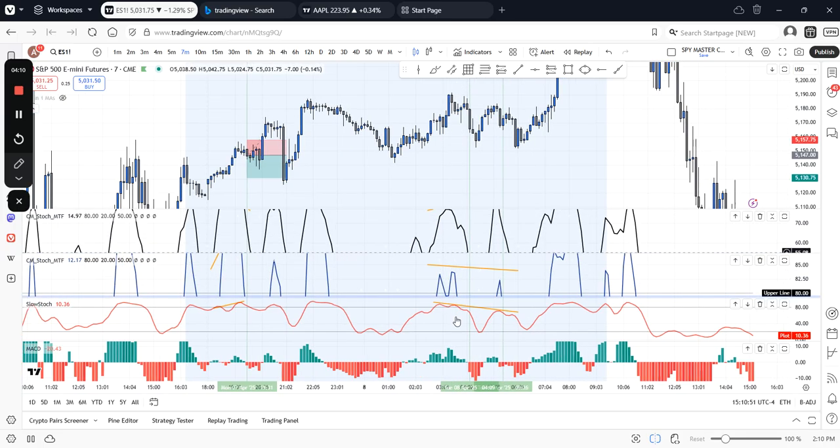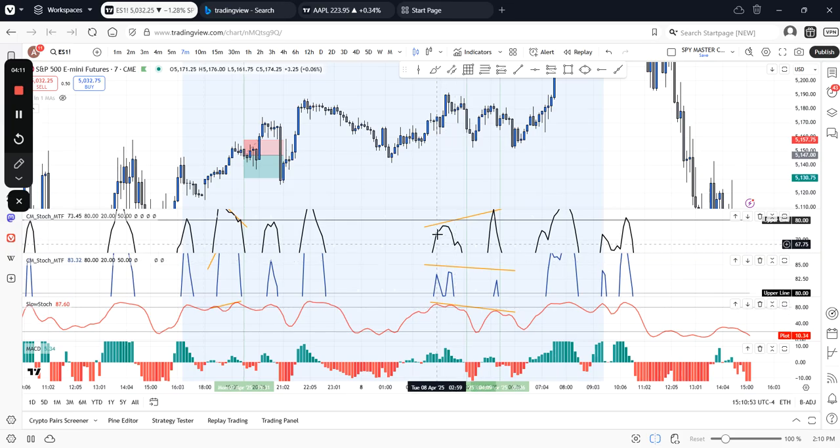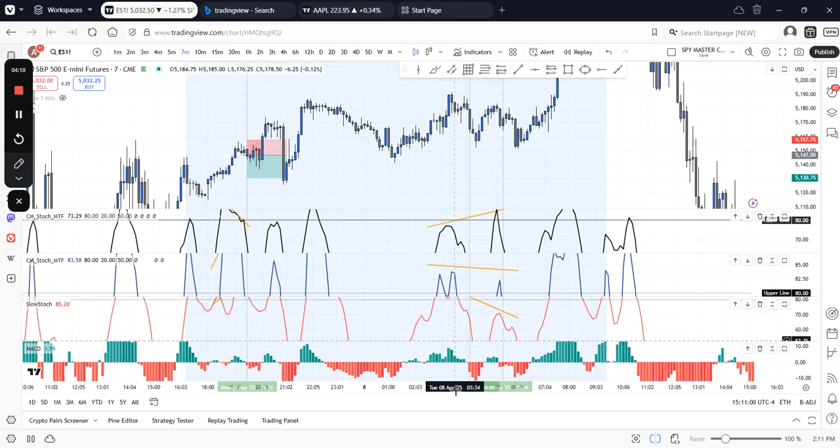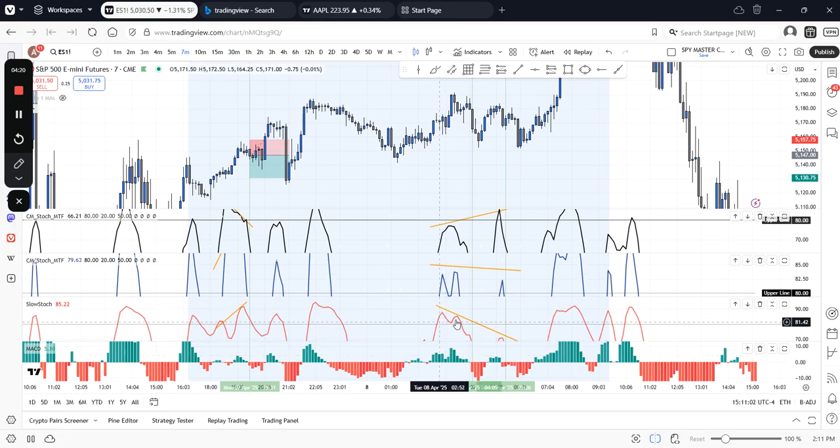Same thing here. We got that high, higher high. And then down here, we have the high, lower high. So here's the divergence in this one. Again, we wait until they're all pointing down. So they started pointing down, and then we wait for the red MACD.